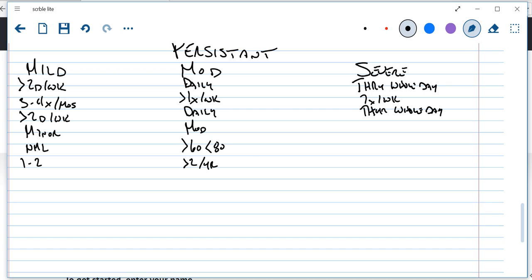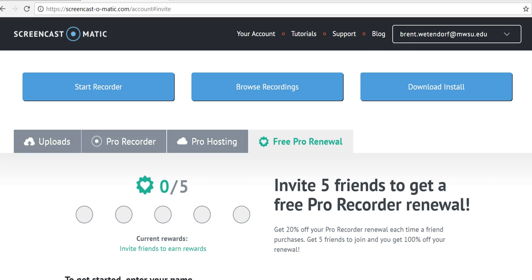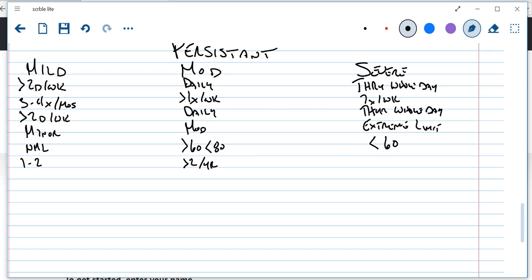In terms of limitation with function, of course, they're going to be extremely limited. Lung functions are going to be under that 60% mark. And they're going to have frequent use of oral steroids throughout the course of the year.